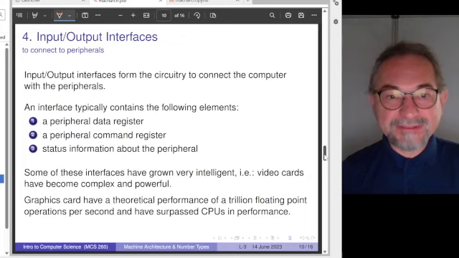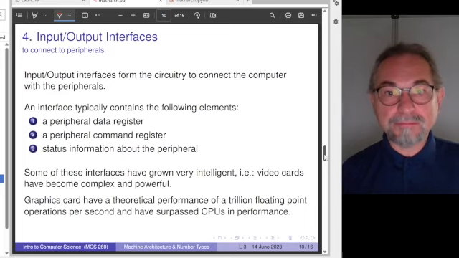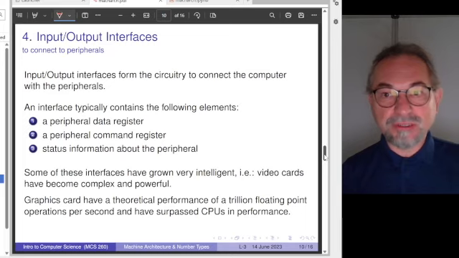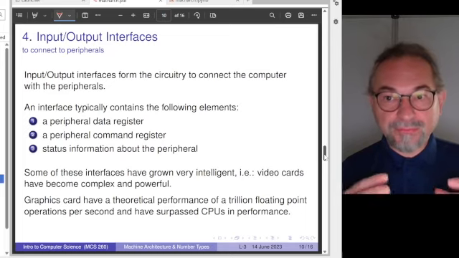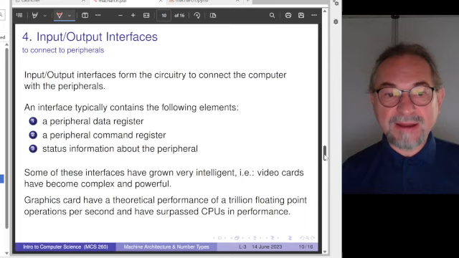But an important component of your computer is the video card or the graphics card. Graphics cards have become more powerful than the central processing unit. So there is the concept of the graphics processing unit, and the performance of those graphics cards is often already expressed in the trillions as well.